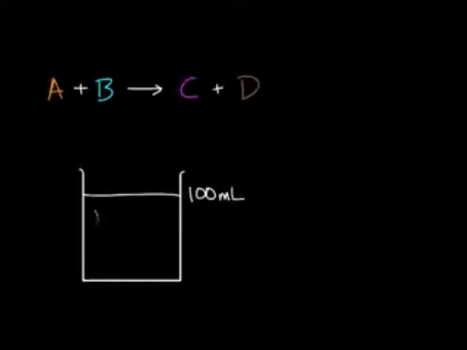Imagine a beaker with 100 milliliters of water, in which you dissolve 10^6 molecules of reactant A and 10^6 molecules of reactant B. How likely is the reaction to form C and D? Do a back-of-the-envelope calculation to support your answer. Pause the video.